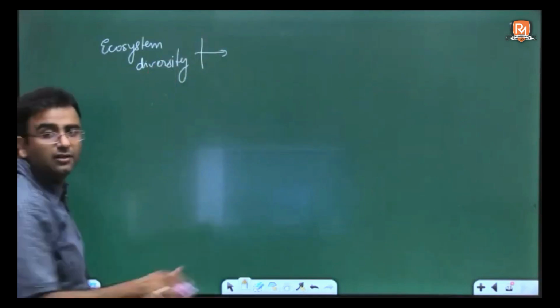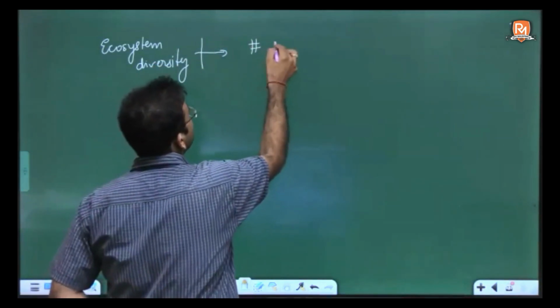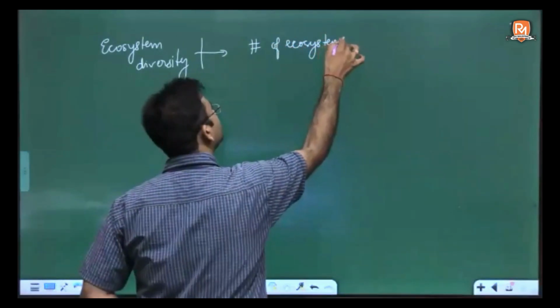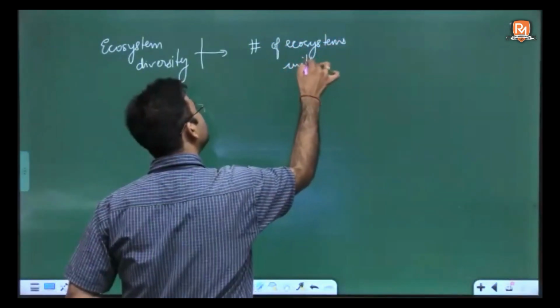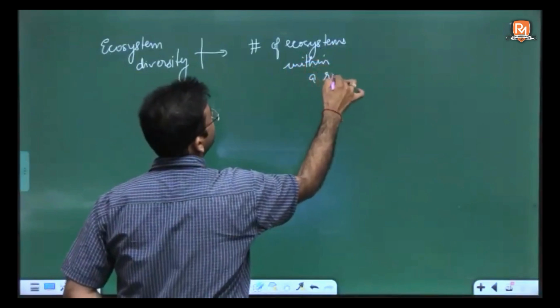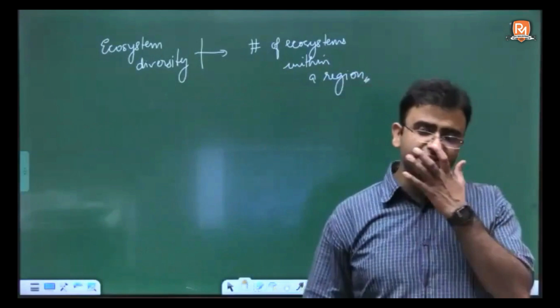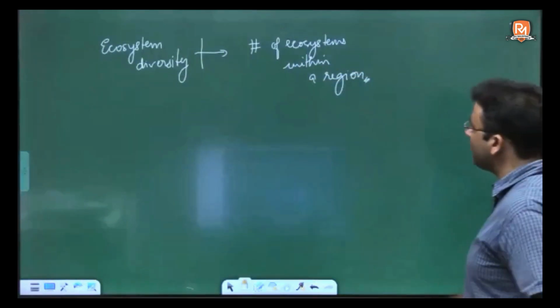You can simply say ecosystem diversity is nothing but the number of ecosystems within a region. How many different ecosystems are present in a region, that will give you ecosystem diversity.